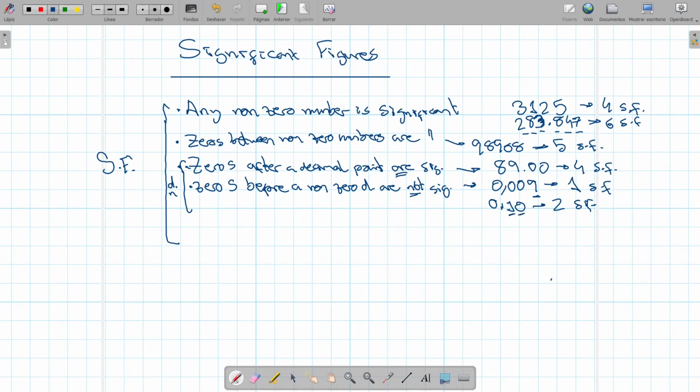And 0.01 has one significant figure. And then there's another rule: if you round up numbers, the zeros are not significant.